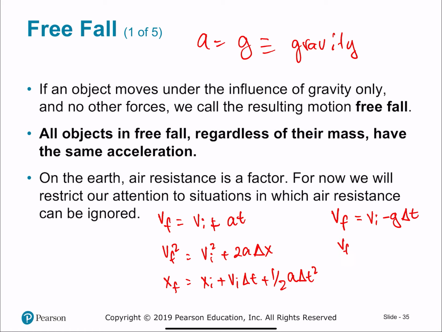The final velocity squared is equal to the initial velocity squared minus 2 times g, which is now the acceleration, times delta y. And delta y, because we typically are going to be concerned with vertical motion. And here we are going to have that the final position is equal to the initial position plus the initial velocity times delta t minus 1/2 g delta t squared. So those are the equations. This is the way these equations are going to change.